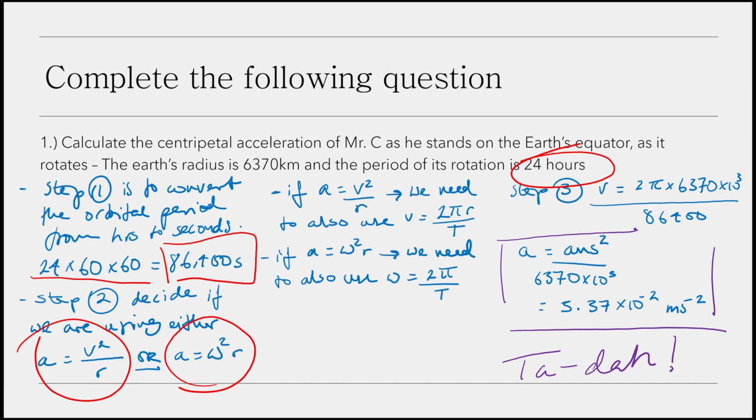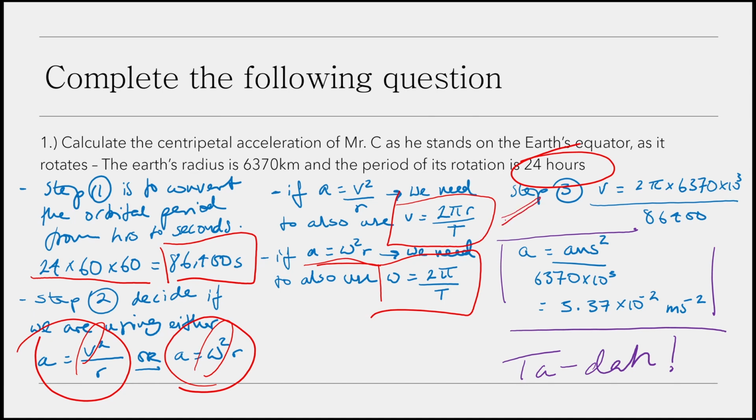If we're using a equals v squared over r, then obviously we need to calculate v first, because we have the radius but we don't have either angular velocity or linear velocity. So if we're going to find linear velocity, we're using the equation that we talked about before, where v equals 2 pi r over T. Otherwise, if we're using the other method, we're going to be saying that omega is 2 pi over T.